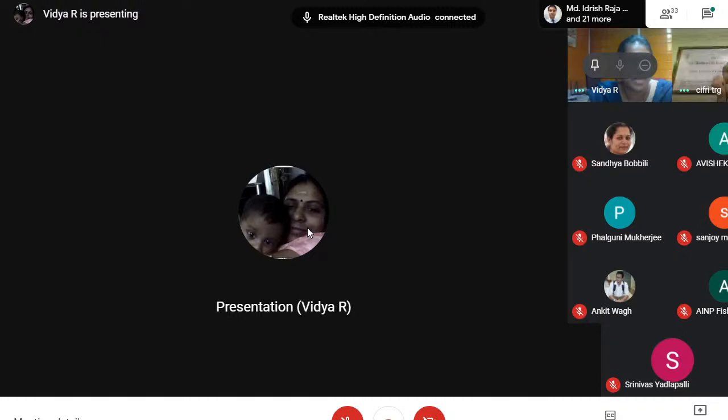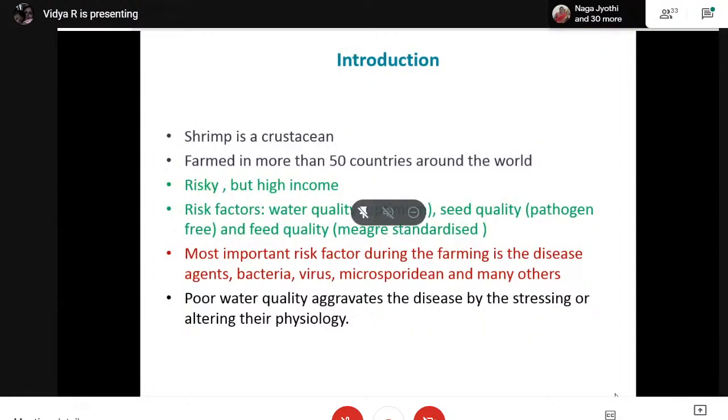Shrimp is a lower invertebrate. It has been farmed in more than 50 countries around the world. It's very risky, but it gives us high income. Profit is more. There are a lot of risk factors associated with this particular farming. The major inputs for shrimp farming are the water, the seed, and the feed.